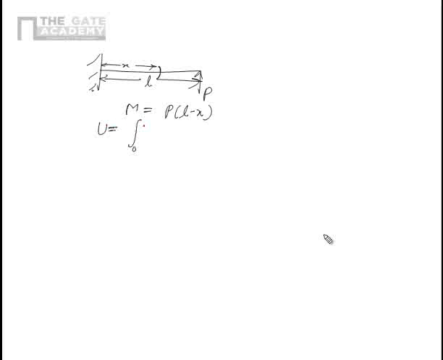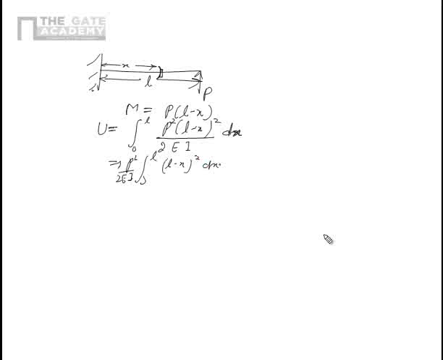So now I use the integral from 0 to L of P into L minus x whole squared upon 2EI into dx. dx is the small length here of the beam. This is the value of the strain energy stored in this cantilever beam. So I just do the integration. This is nothing but P square upon twice EI, and it comes out L minus x whole square dx.